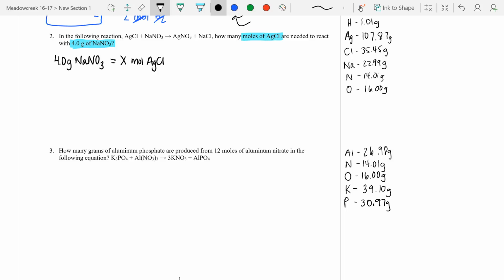Step number 3 is we put it into our ratio and we bring it down. So because I have grams of NaNO3 at the top, I put grams of sodium nitrate at the bottom. And because I have moles of silver chloride at the top, I bring moles of silver chloride to the bottom. Step number 4 is we write our number beside our unit.